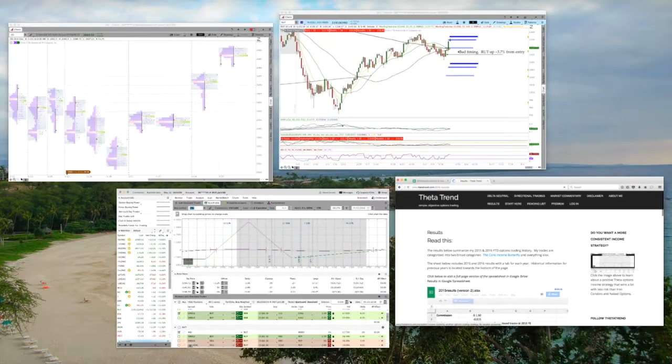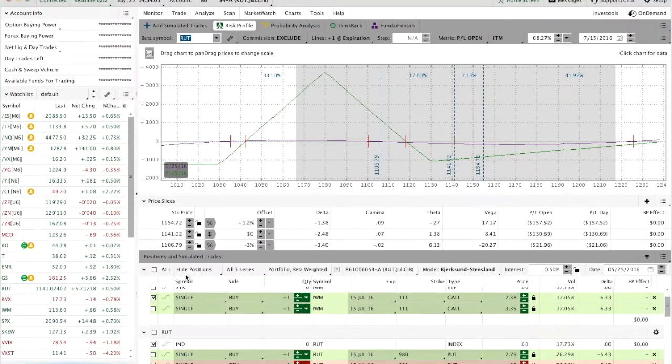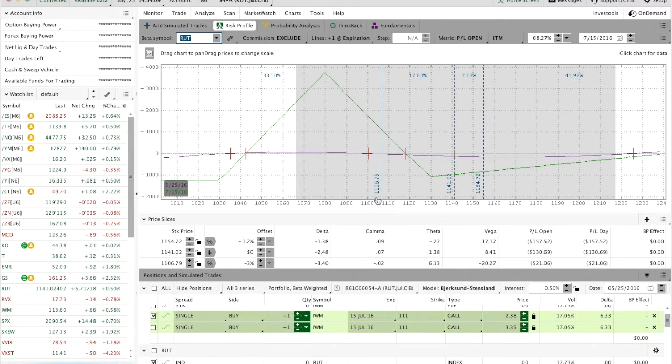I will not go into the website details anymore, but this trade that we're looking at here was the original position that was entered into last Friday, May 20th. At that time, RUT was trading right around this 1100 area or so, and today we closed up here at around 1141. This higher price slice is set to about 1.2% higher, and the lower one is set to 3% lower.